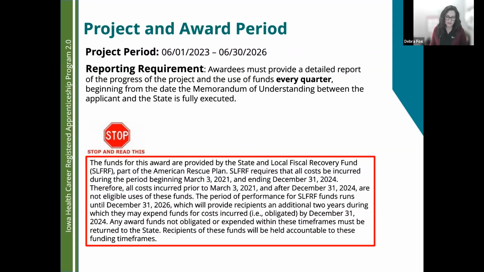The period of performance for SLFRF funds runs until December 31st of 2026, which will provide recipients an additional 2 years during which they may expend funds for the costs incurred, i.e. obligated by December 31st, 2024. Any award funds not obligated or expended within these timeframes must be returned to the state. Recipients of these funds will be held accountable to these funding timeframes.